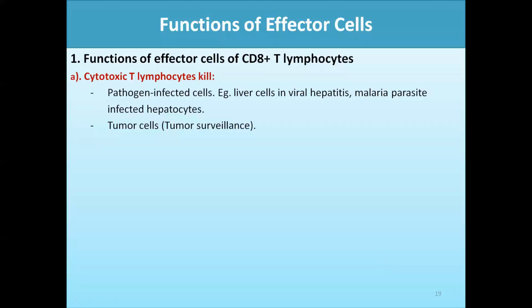Now let's study the functions of effector cells. Functions of effector cells of CD8 positive T lymphocytes. The effector cells are cytotoxic T lymphocytes, and these cells kill pathogen infected cells. For example, liver cells in viral hepatitis, malaria parasite infected hepatocytes. These cells also kill tumor cells, and this role is called tumor surveillance.